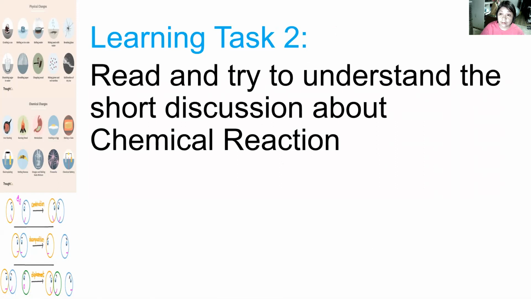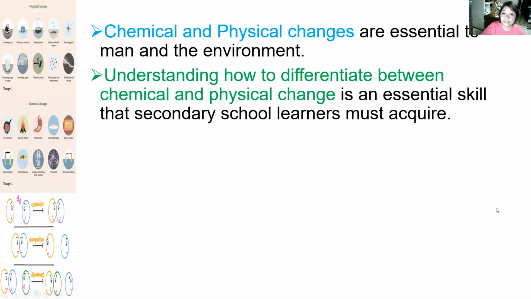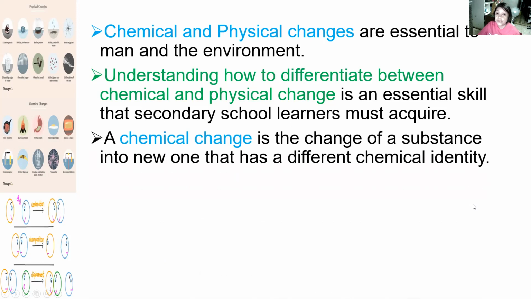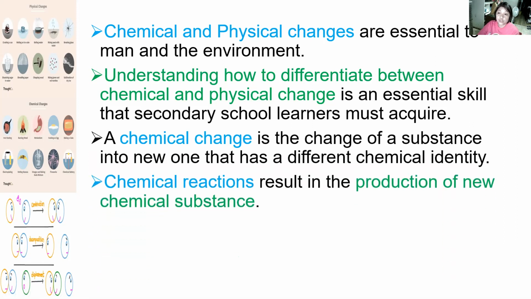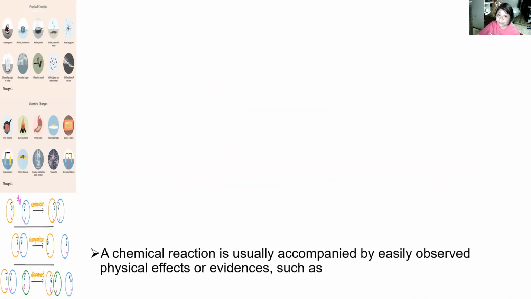Learning task 2. Read and try to understand the short discussion about chemical reaction. Chemical and physical changes are essential to man and the environment. Understanding how to differentiate between chemical and physical change is an essential skill that secondary school learners must acquire. A chemical change is the change of a substance into a new one that has a different chemical identity. Chemical reactions result in the production of new chemical substances. At the molecular level, chemical reactions involve making or breaking bonds to create new chemical substances.